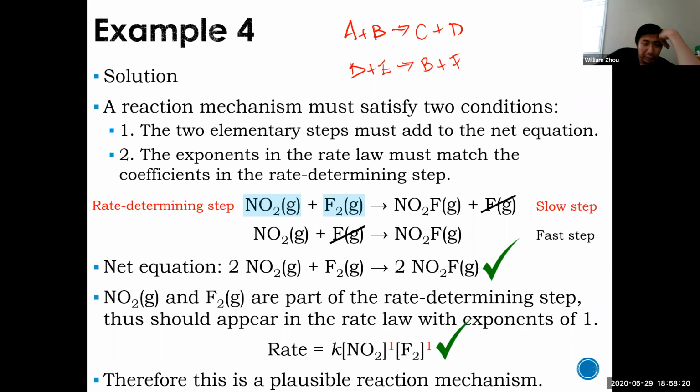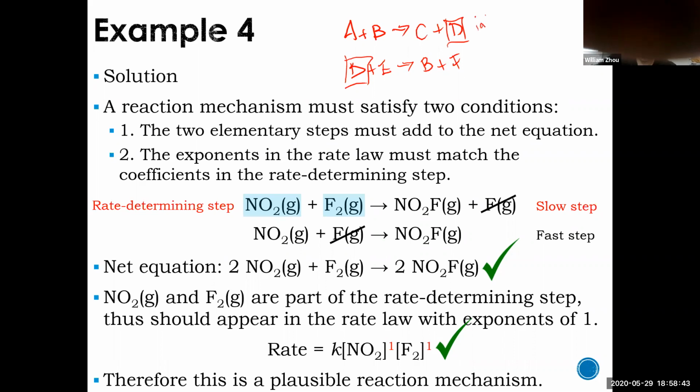I can't actually hear you. Oh, D. Oh, yes. D is in fact correct. All right. D is synthesized in step 1, but it doesn't appear in the final product because it's been consumed in step 2. So D is the reaction intermediate.